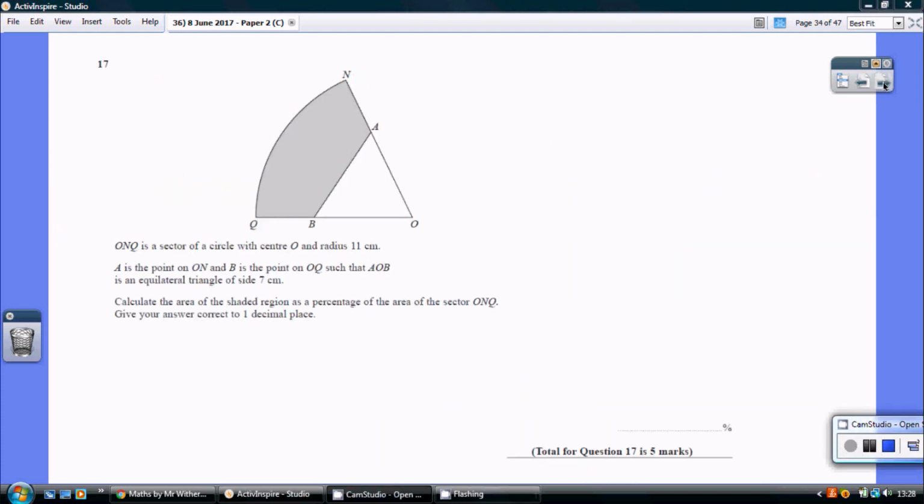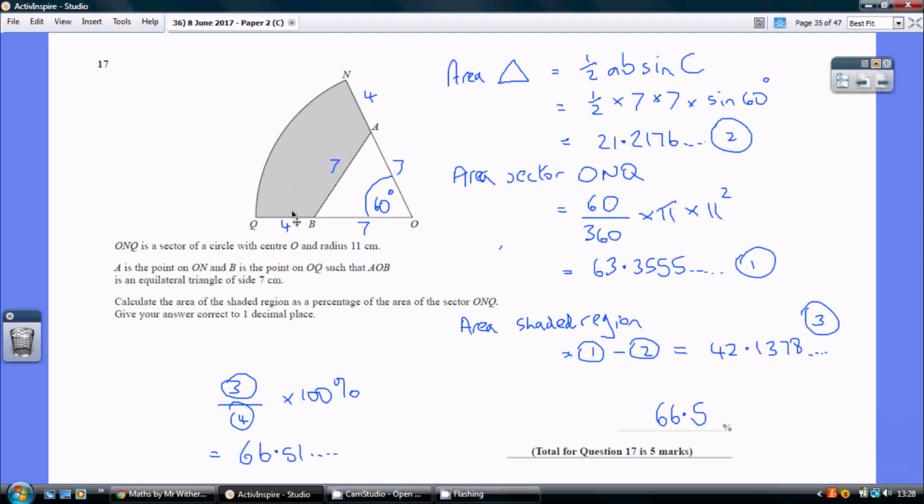Question 17. So let's start off by labelling our diagram with the information we're given. So we're told that AOB is an equilateral triangle of side 7. So obviously the length OB, BA and AO are all 7, and because it's an equilateral triangle, this angle AOB is 60 degrees. Now we're also told that ONQ is a sector of a circle with radius 11, so this total length O to N and O to Q must be 11. Now given that component is 7, that component must be 4.